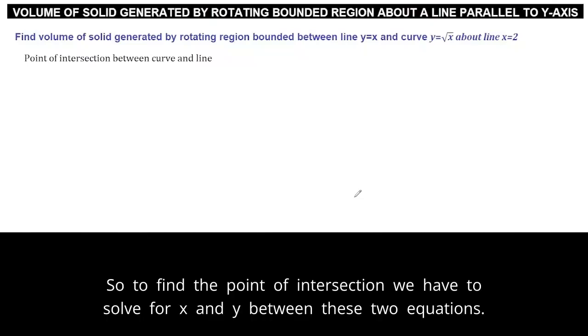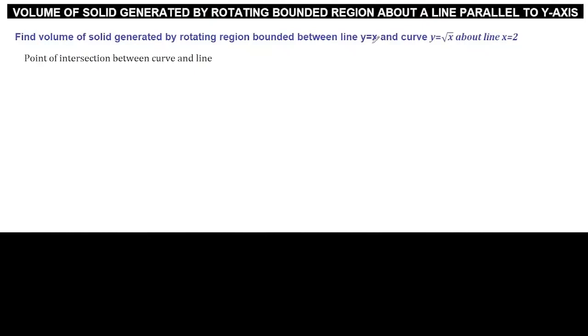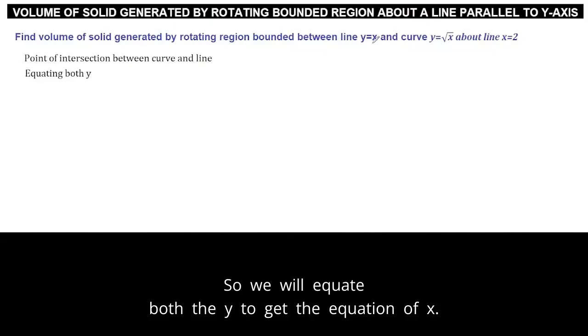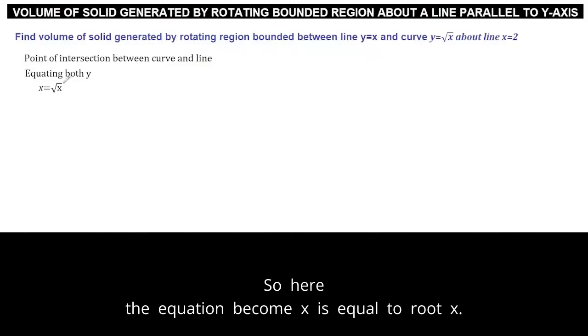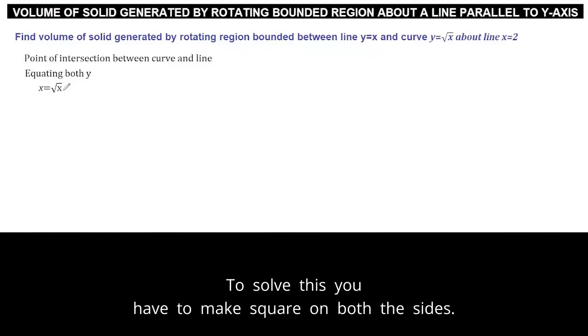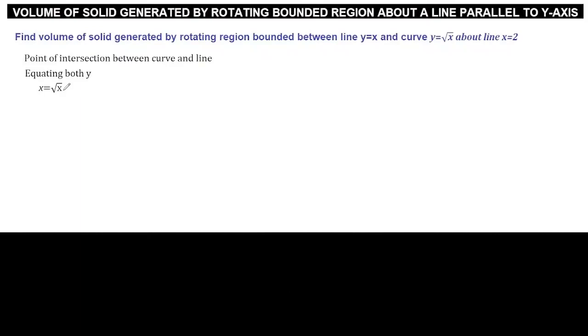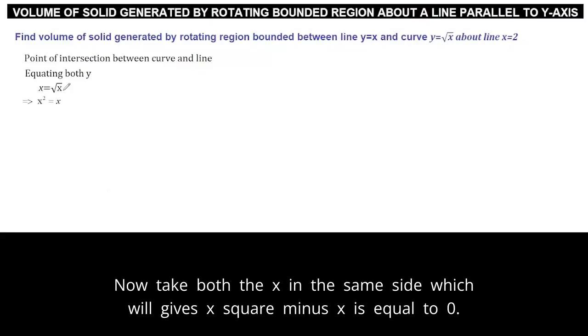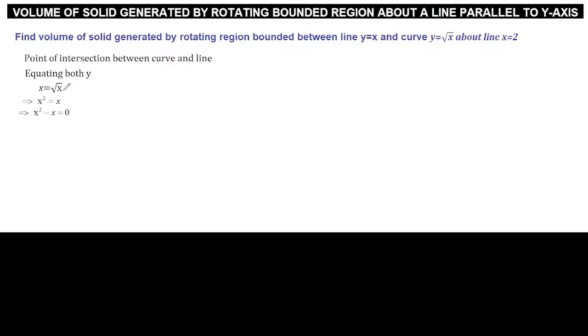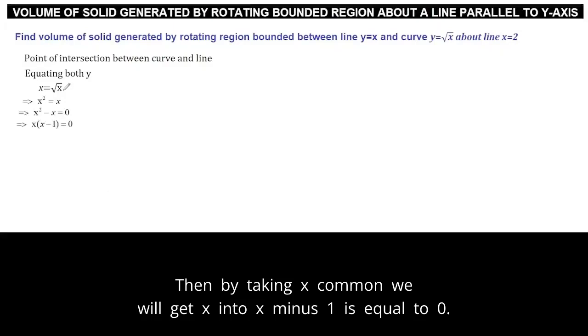So to find the point of intersection, we have to solve for x and y between these two equations. So we will equate both the y to get the equation of x. So here the equation becomes x is equal to root x. To solve this, we have to square both sides. That will give us x square is equal to x. Now take both the x on the same side, which gives x square minus x is equal to 0. Then by taking x common, we will get x into x minus 1 is equal to 0.